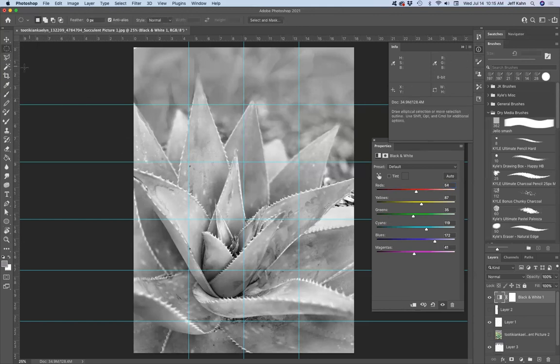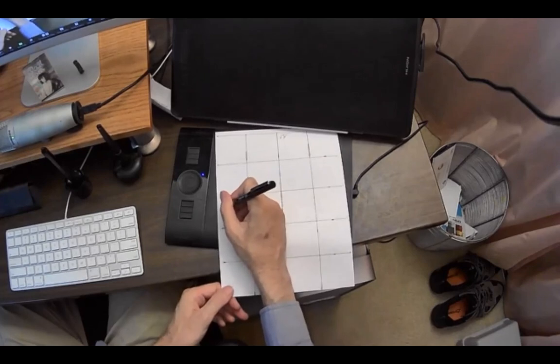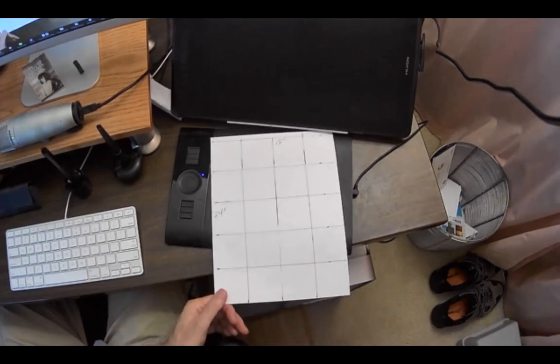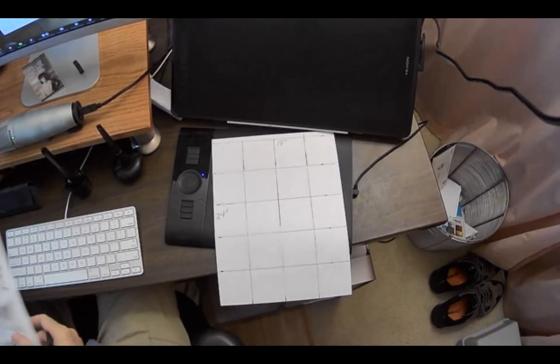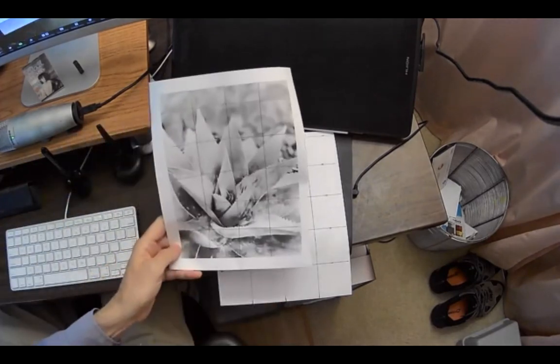Okay, so 18 inches by 24, the size of your drawing paper. Okay. And this is my image that I'm drawing from.